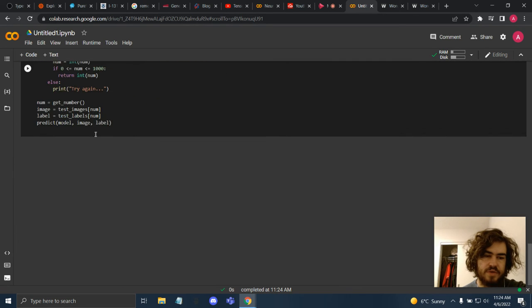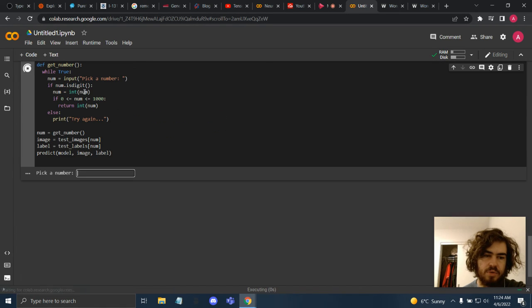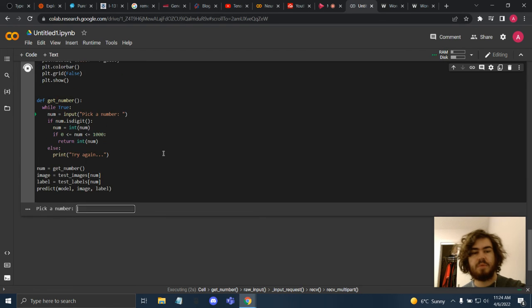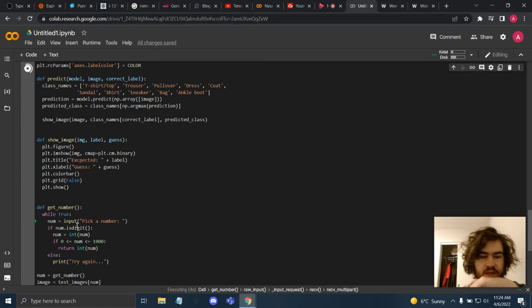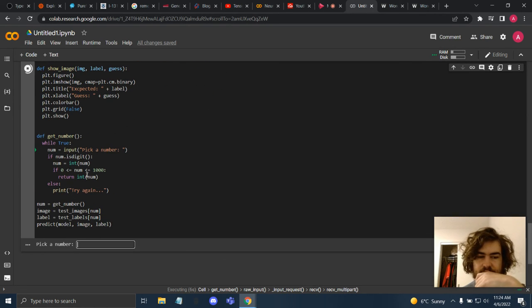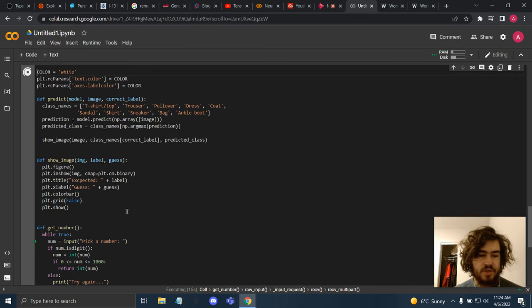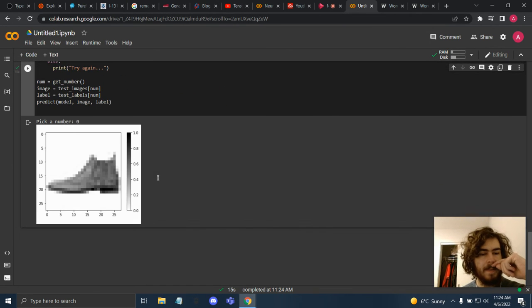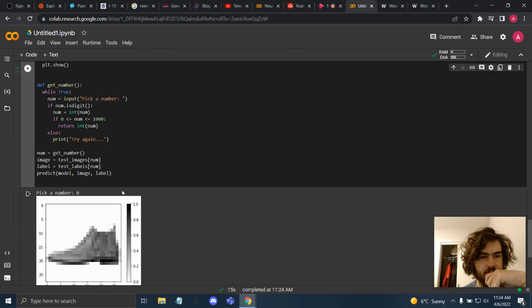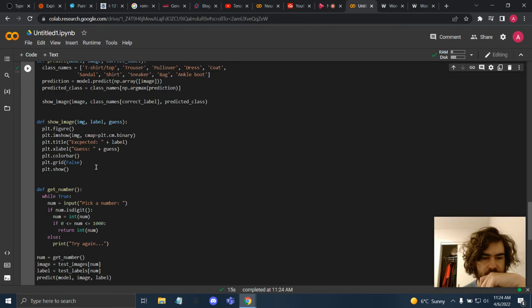Now here we have some code that'll let you actually input and output and test that data that we talked about before. So it's starting by getting a number, which it picks, and then if it's a digit between 0 and 1,000, return the value, and then we are going to go through and predict, and then we are going to show an example of it. So if we were to use 0, which was the one from before, we'll see that we got a shoe out, which is the correct answer for that one.